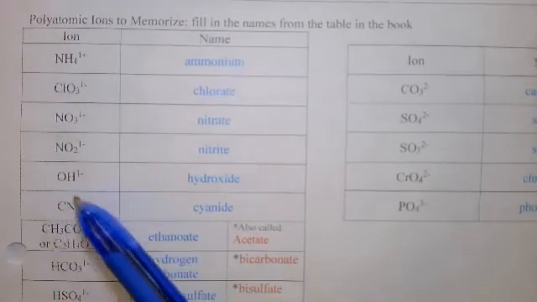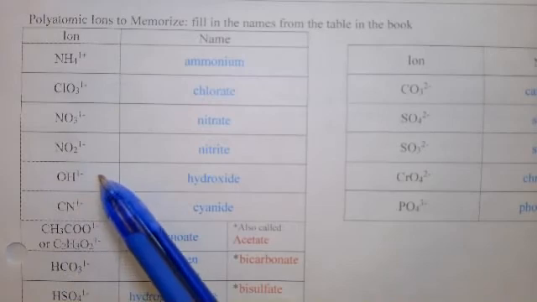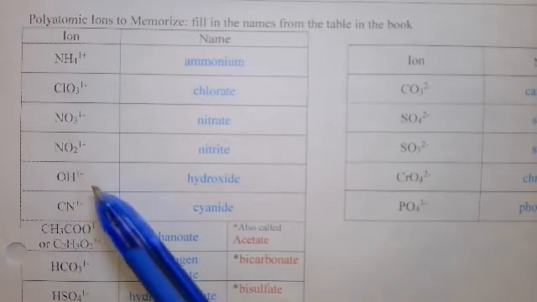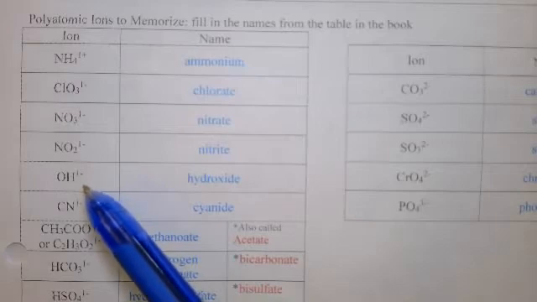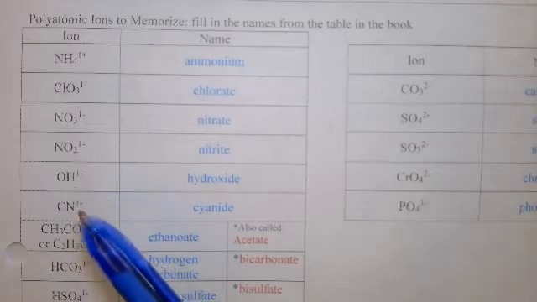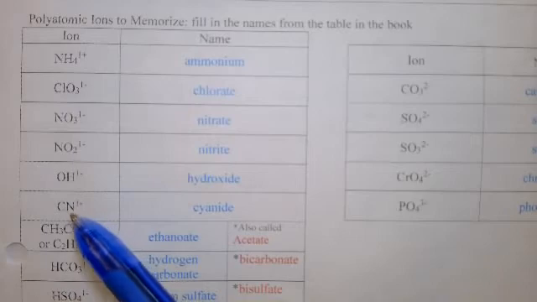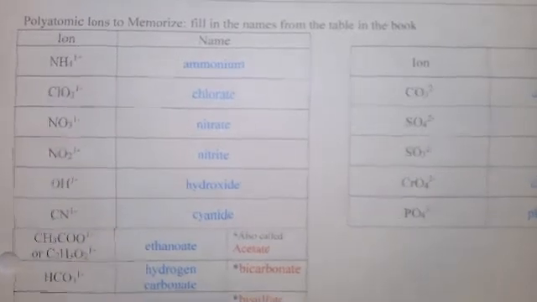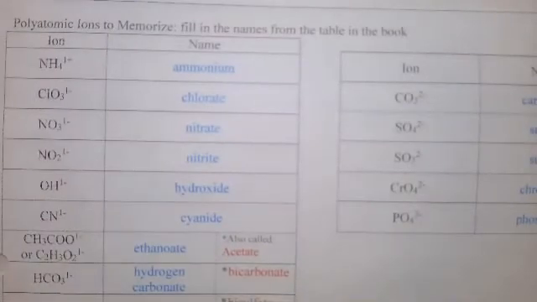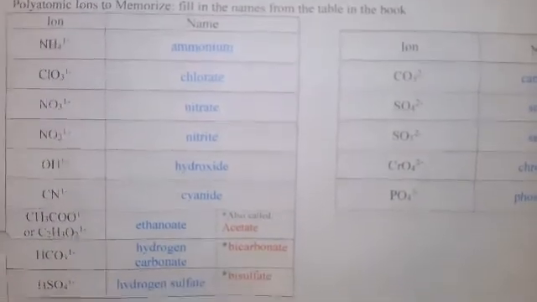A very important polyatomic ion that is going to be found in compounds that are called bases is hydroxide. That's OH with a 1-. We've got CN, so a carbon and a nitrogen with an overall 1- charge here for cyanide. And then we get into our also calls.